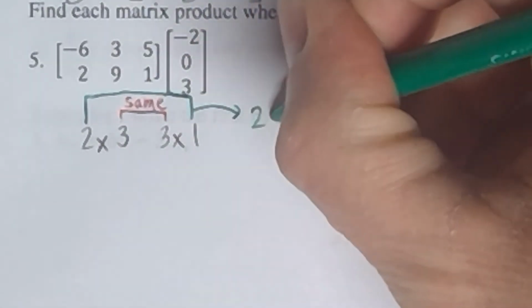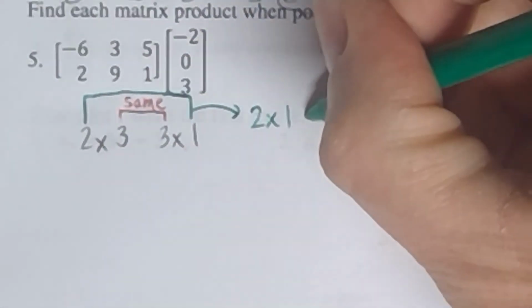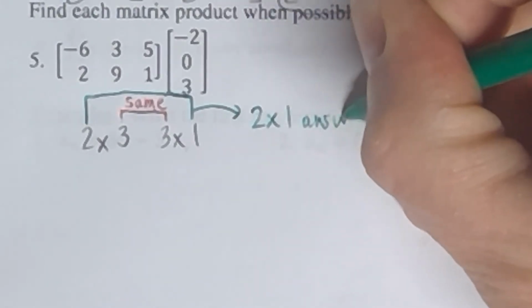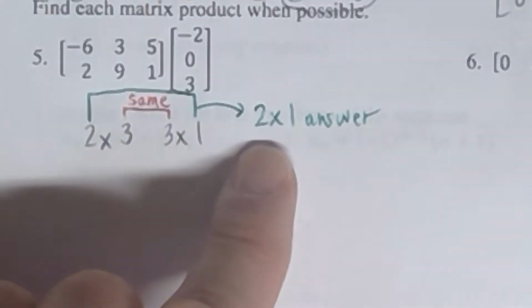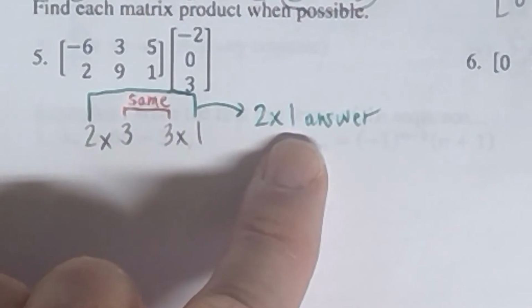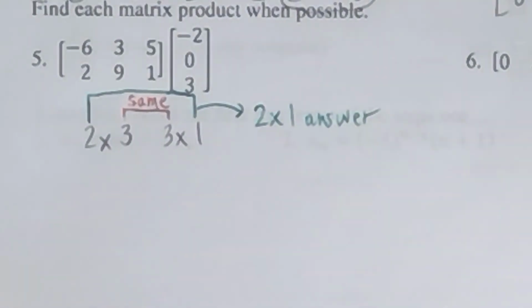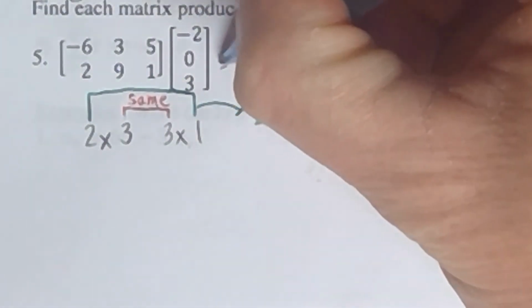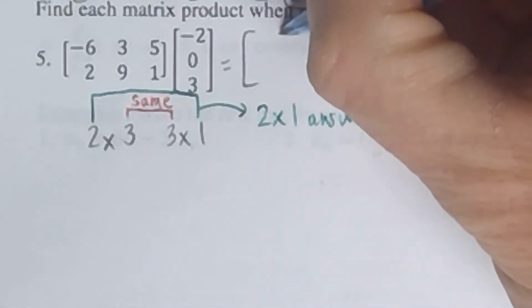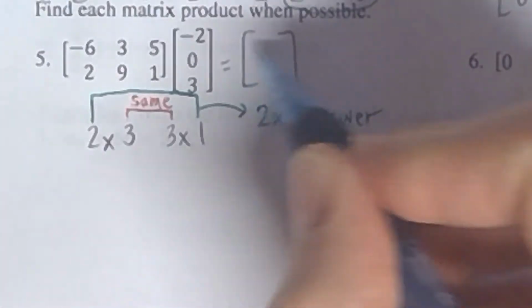In order, it is 2 by 1. So the answer is going to be a 2 by 1 matrix. That means 2 rows, 1 column. All right? So my answer is going to look like 2 rows and 1 column. That means it's just going to be 2 numbers.